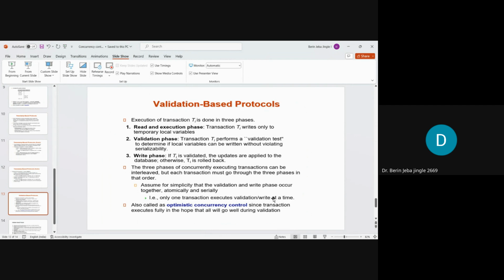Validation based protocol has three phases: read phase, validate phase, write phase. In the read phase, the values are temporarily stored in a local buffer. Now it validates whether that particular thing will violate the serializability. If it is validated, we go for the write operation, which means permanently updating the database.